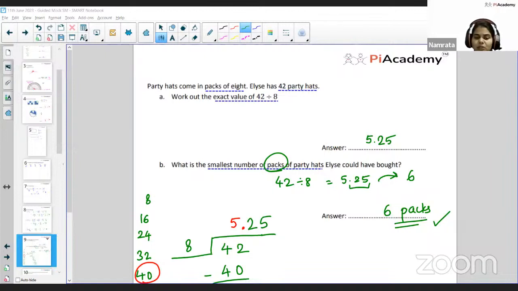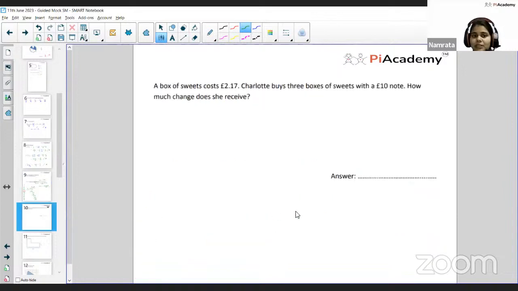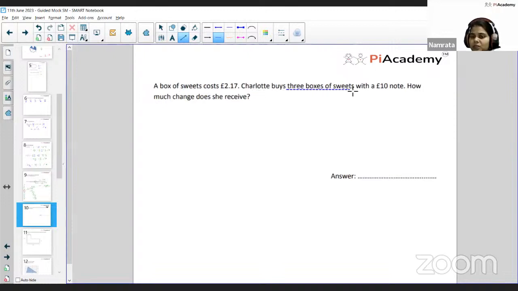Moving on to the next question. I hope you all are enjoying the session. Moving on to this one, yes. We have a box of sweets that costs 2.17 pounds. Charlotte bought 3 boxes of sweets with a 10-pound note. How much change does she receive? Take your time.